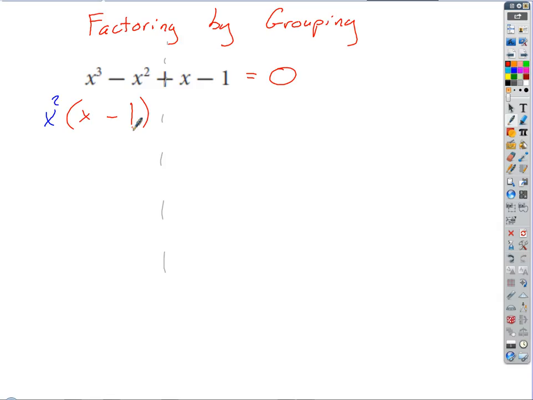So here's my leftover. Let's look at the other side. Now I've got this plus sign in the middle. On the other side, is there any greatest common factor? There is not. I already have the factor x minus 1. So if I treat that as my leftover, what's the coefficient? What's being multiplied by it? 1.